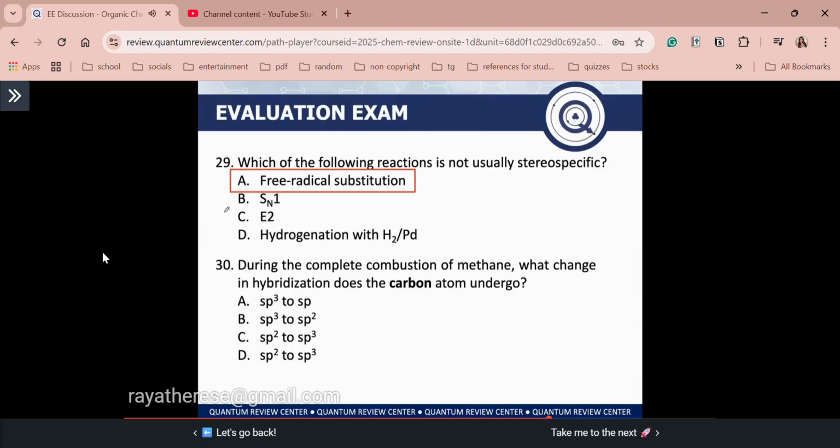During the complete combustion of methane, what change in hybridization does the carbon atom undergo? Actually, this appeared last year in the actual board exam. So, class, again, methane, the carbon there is sp3, not sp2. So, you can already eliminate choices C and D.